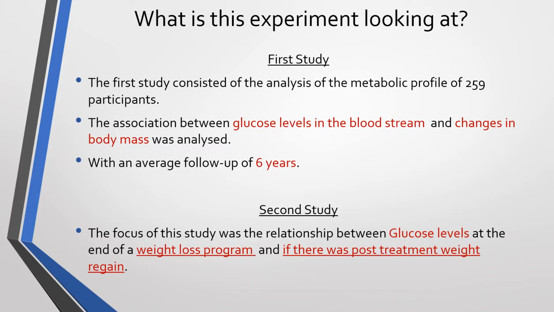This experiment contained two studies. The first study looked at the association between the glucose levels in the bloodstream and the changes in body mass, and this was monitored over a period of 6 years. The second study looked at the association between glucose levels at the end of a weight loss program and if there was weight regain following the weight loss program.